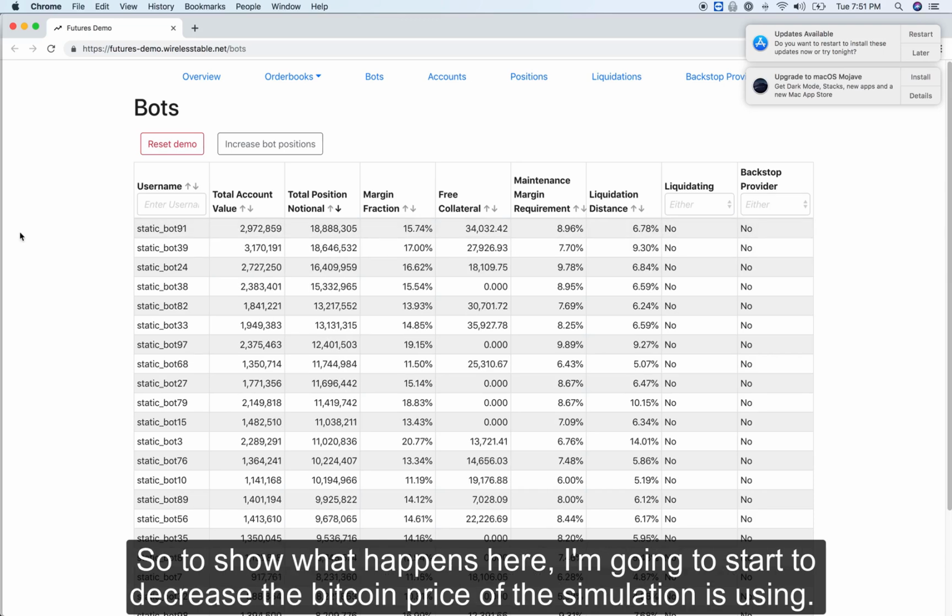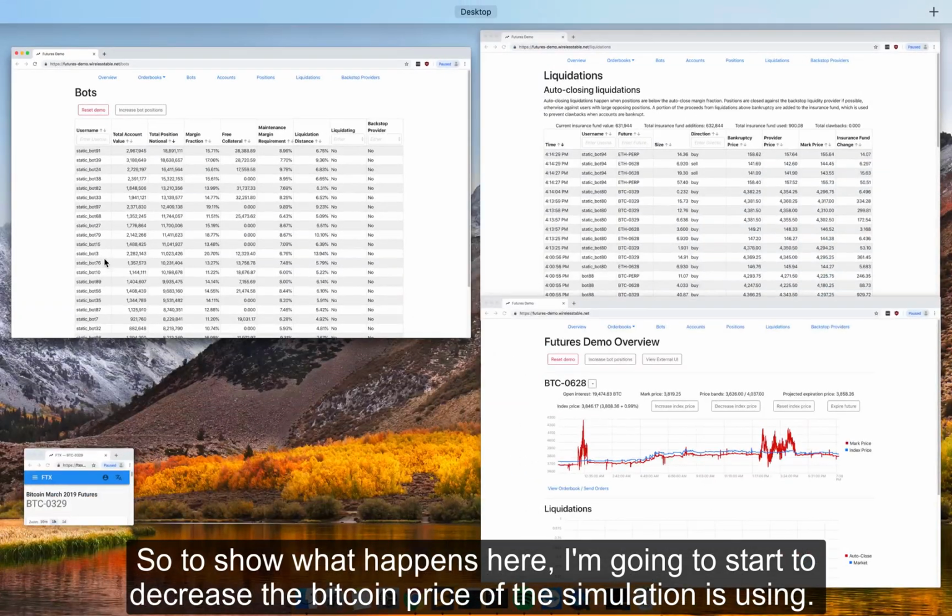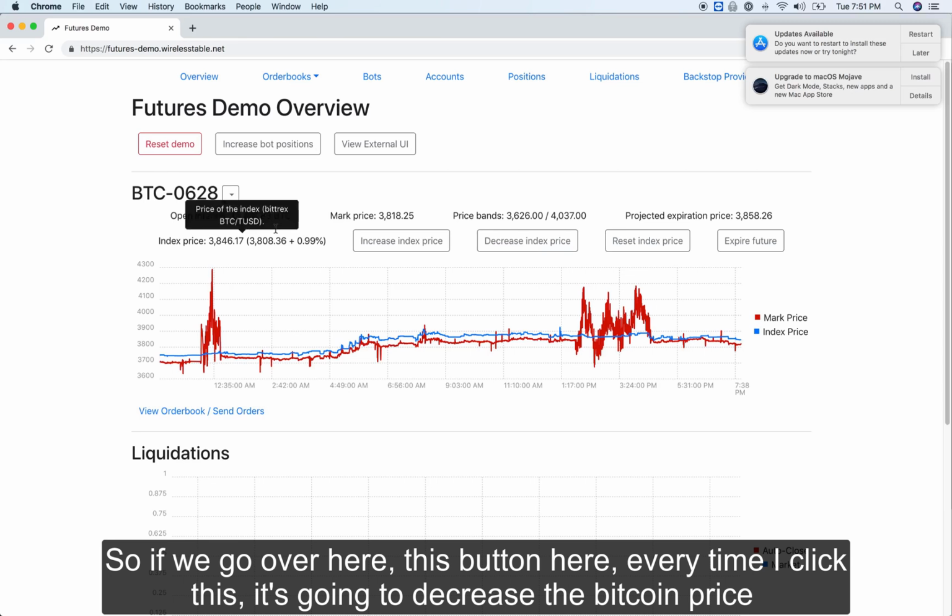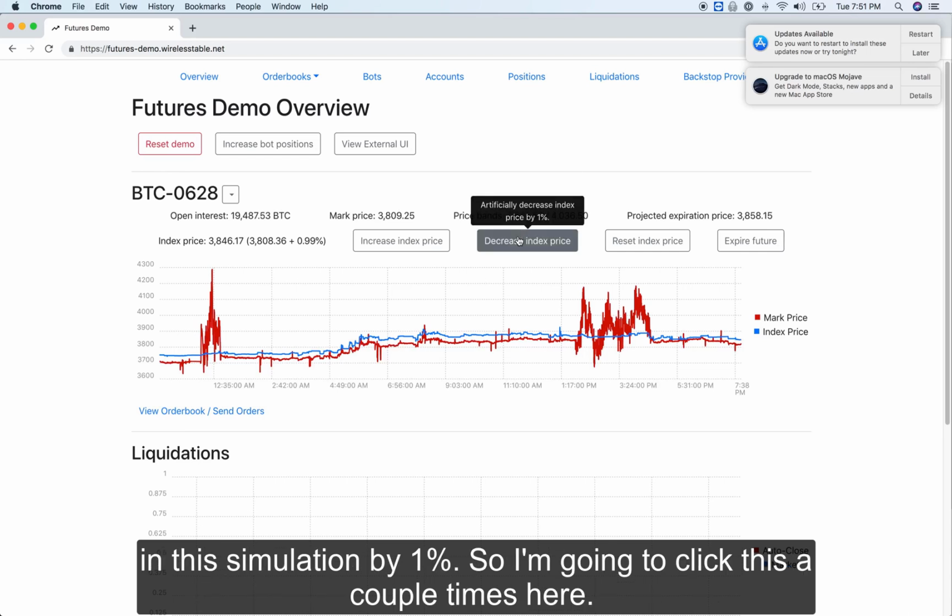So to show what happens here, I'm going to start to decrease the Bitcoin price that the simulation is using. So if we go over here, this price here, this button here, every time I click this, is going to decrease the Bitcoin price in the simulation by 1%. So I'm going to click this a couple times here.